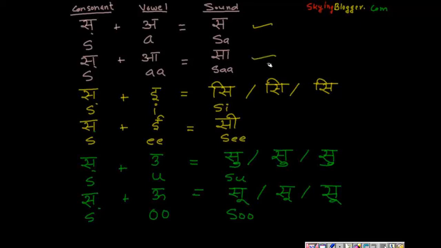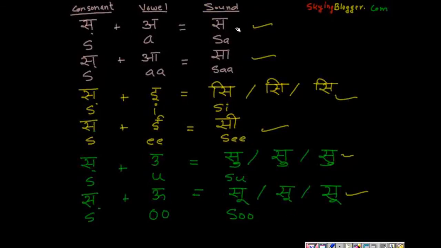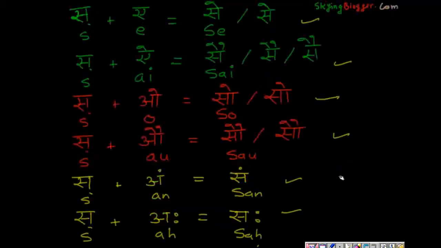Sa, si, see for a longer time, and su, soo, se, sai, so, sau, san, sa. Okay, se, sai, so, sau, san, sa. So, sa, si, su, soo, se, sai, so, sau, san, sa.